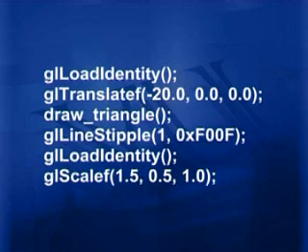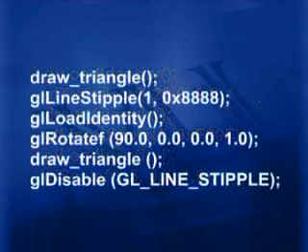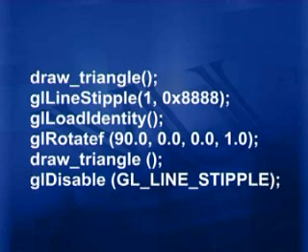Notice the 1.5 and the 0.5, that would be altering the width and the height. Draw triangle, glLineStipple 1, 0x8888, glLoadIdentity, glRotatef 90.0, 0.0, 0.0, 1.0, 90.0 being the angle and 0 0 1 giving the point through which the ray starting from origin would pass and would form our axis of rotation, which in this case again would be the z-axis. Draw triangle, glDisable GL_LINE_STIPPLE.